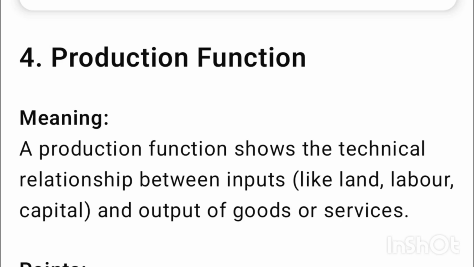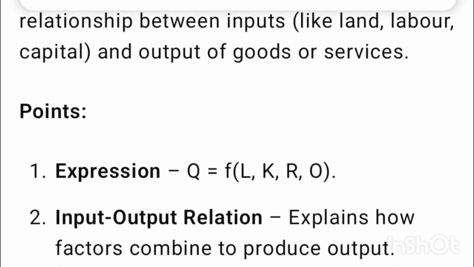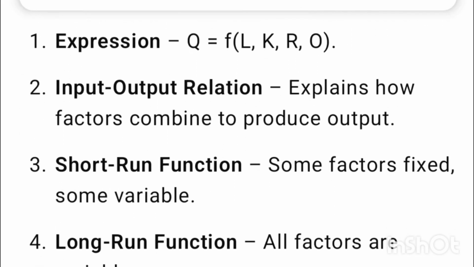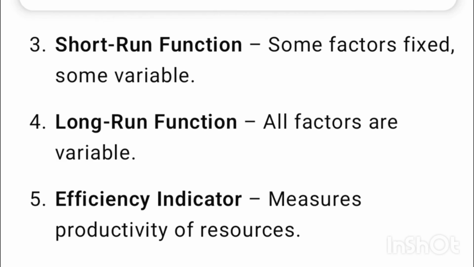Number 4. Production function. Meaning. A production function shows the technical relationship between inputs, like land, labor, capital, and output of goods or services. Points. 1. Expression Q equals f(L, K, R, O). 2. Input-output relation explains how factors combine to produce output. 3. Short-run function. Some factors fixed, some variable. 4. Long-run function. All factors are variable.